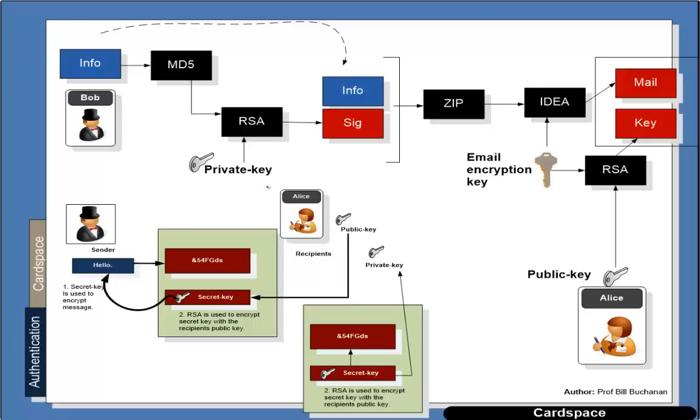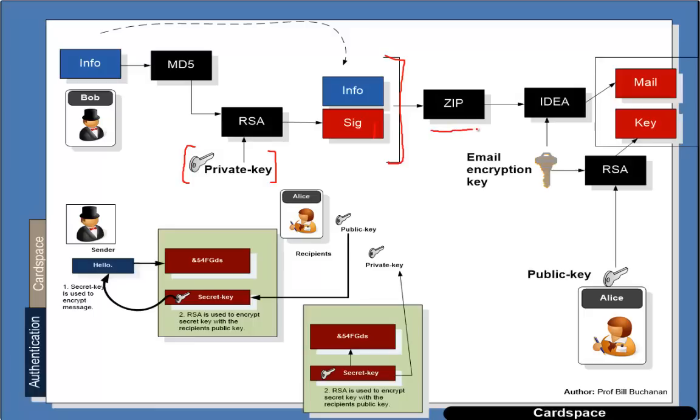A smart method that was created some time ago is PGP encryption. PGP encryption gets around the problem of having to encrypt with public key encryption, because that can be quite intensive on the machine. So how it's created is that Bob will sign with his private key as before to create a signature, and then again we can add that to the information.